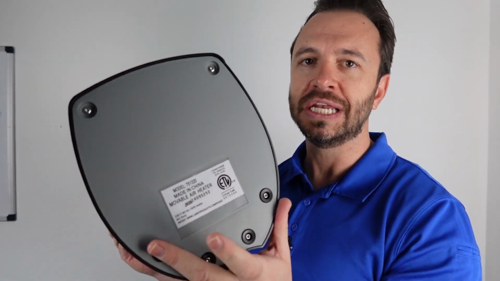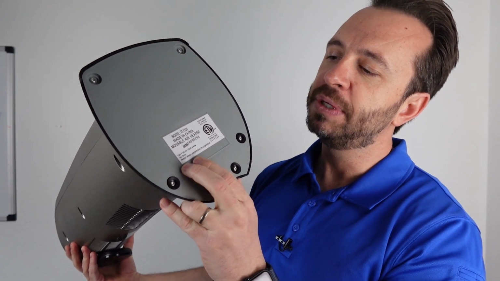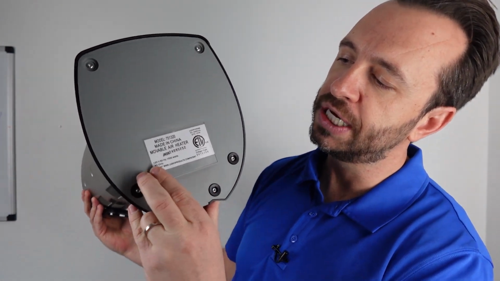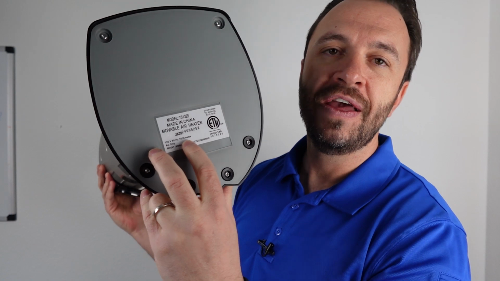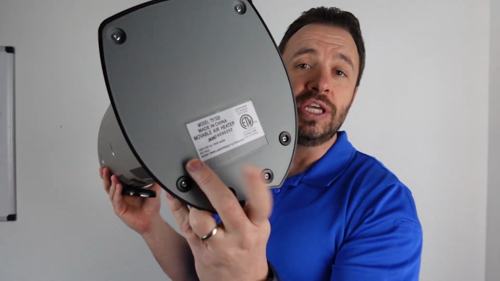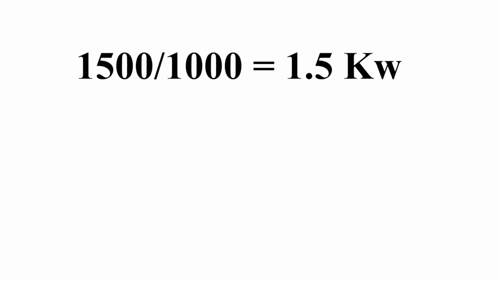Now it might give you volts and amps. This one gives me the actual watts here. So it says 120 volts, 60 hertz, 1500 watts. So this one's really easy. All I have to do is take that 1500 and convert it into kilowatts. So I take 1500 and I divide it by 1,000, so that's 1.5.